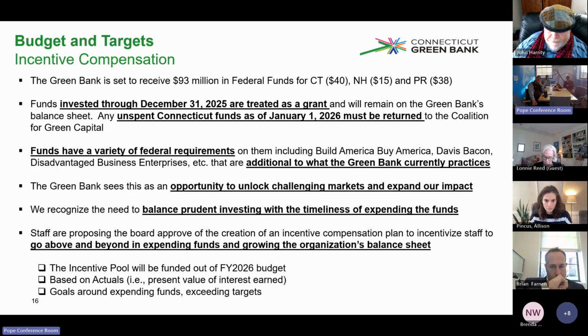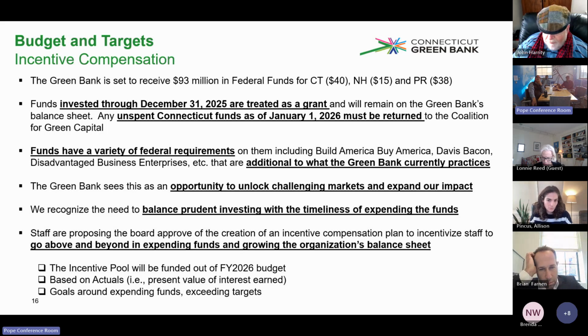We would have sub goals around expending the funds and making sure that we're exceeding the targets, and focusing on those priority areas that we've previously set forth. I think from an organizational management perspective, from a pure economics perspective, this is a great opportunity to make sure that we're bringing staff along with the organization's goals and making sure that they're compensated for that.